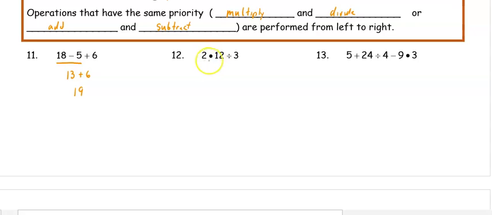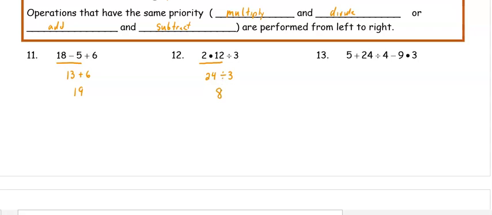In number 12, there's no parentheses, there's no exponents, there is multiply and divide. So we're going to go from left to right. So the first thing we see is a multiply. 2 times 12 is 24, divided by 3, which would get us 8.